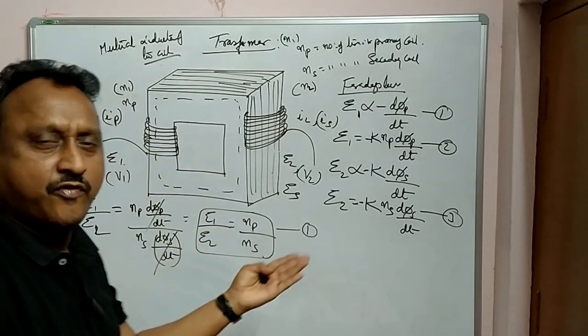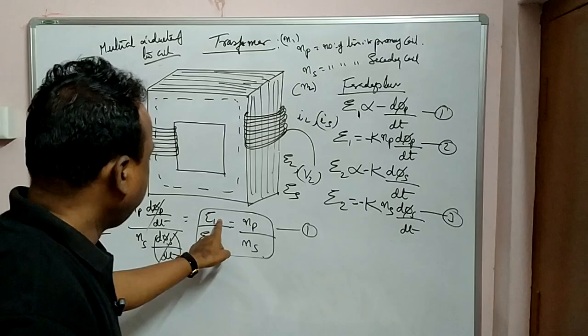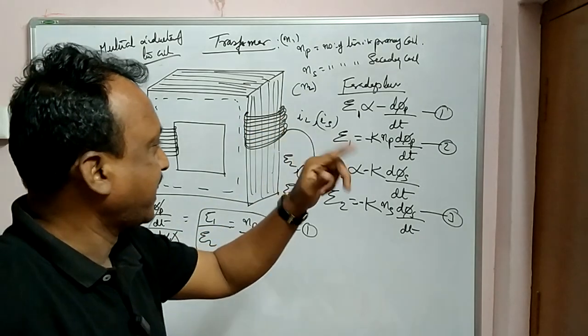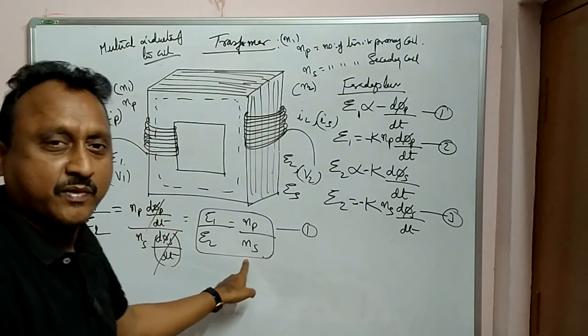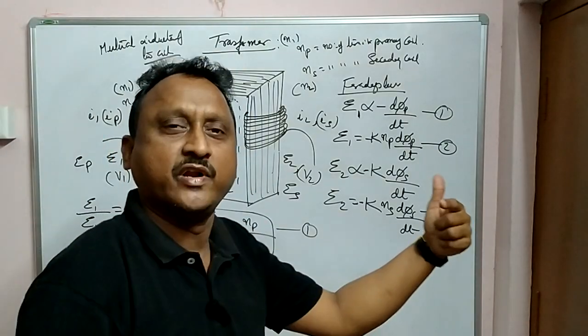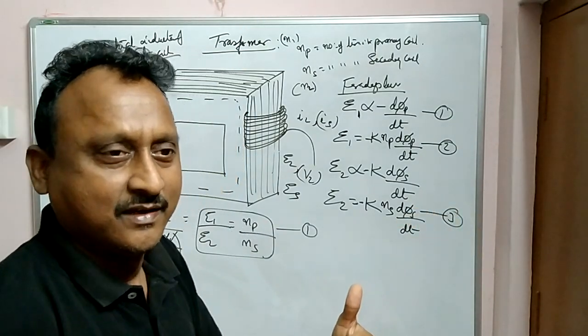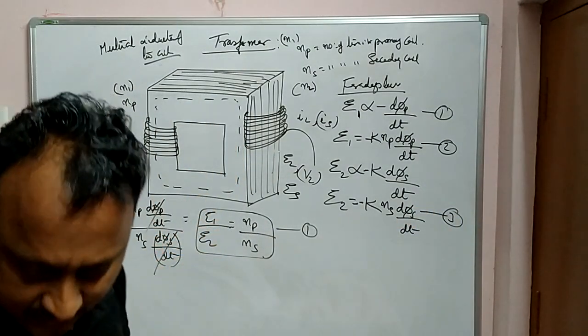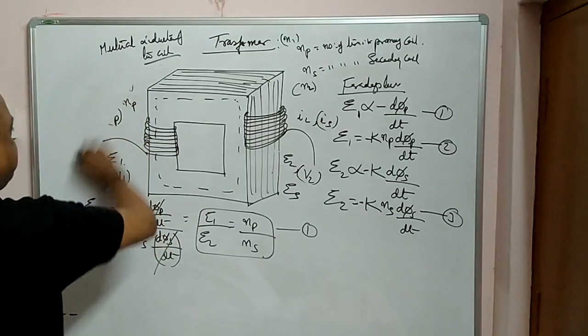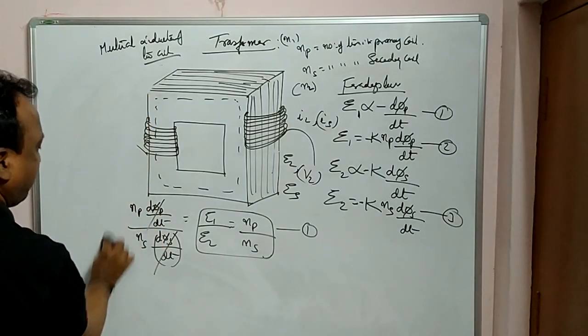So here the EMF or voltage is directly proportional to the number of turns, NP and NS. Directly proportional to the number of turns. More turns, more EMF, more voltage. Now if you observe carefully, one more thing.